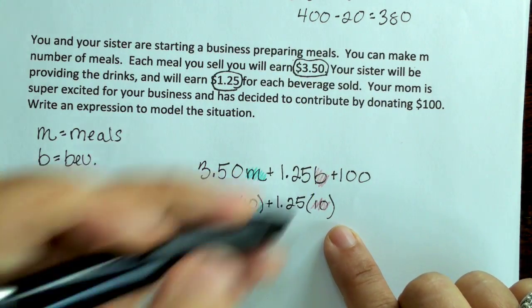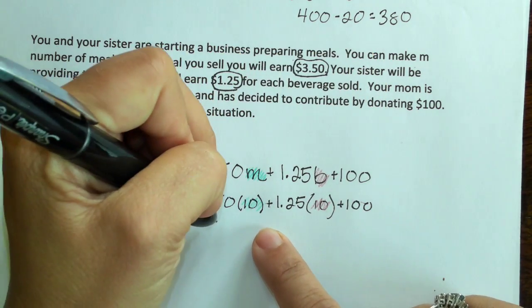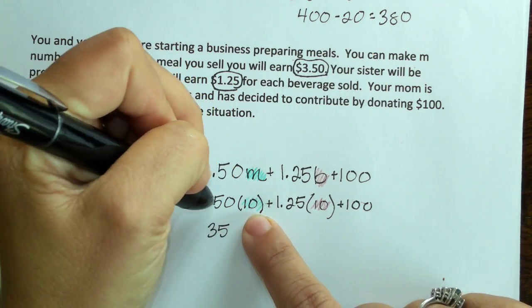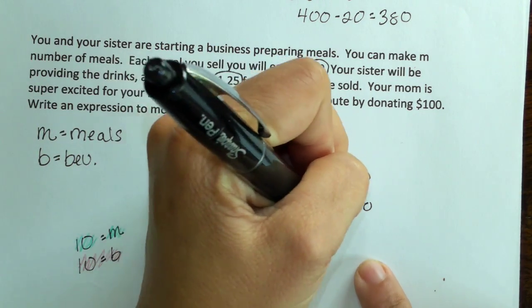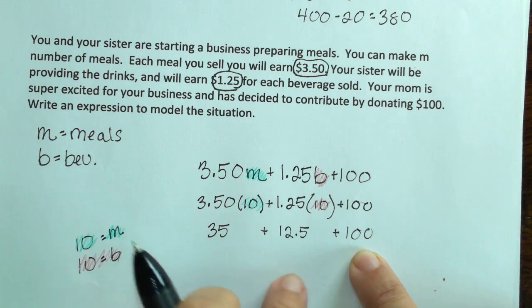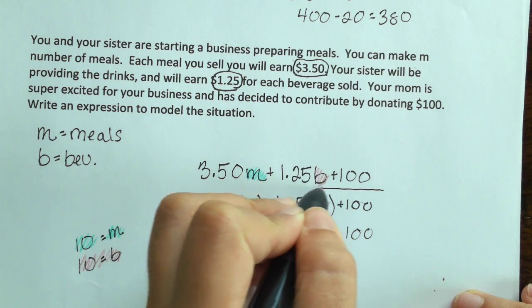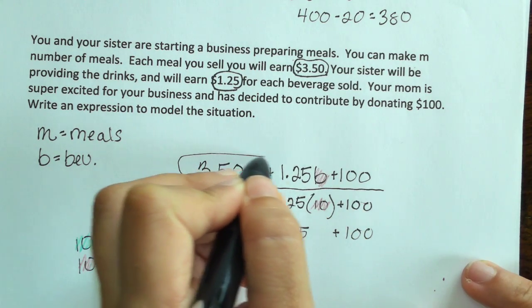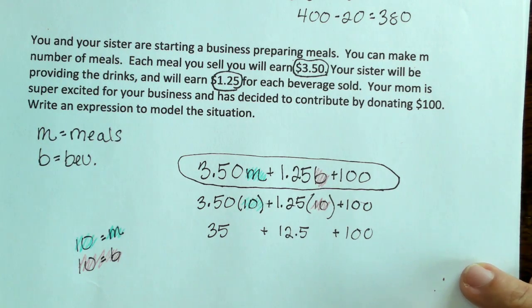But remember, we have an awesome mom who gave us $100. So this ends up being $35 plus $12.50 plus $100 is going to give us our entire profit. And you would come up with your answer. But again, I'm backing us up to just the equation that we were representing. That situation above, here would be the equation that would model that situation. Okay?